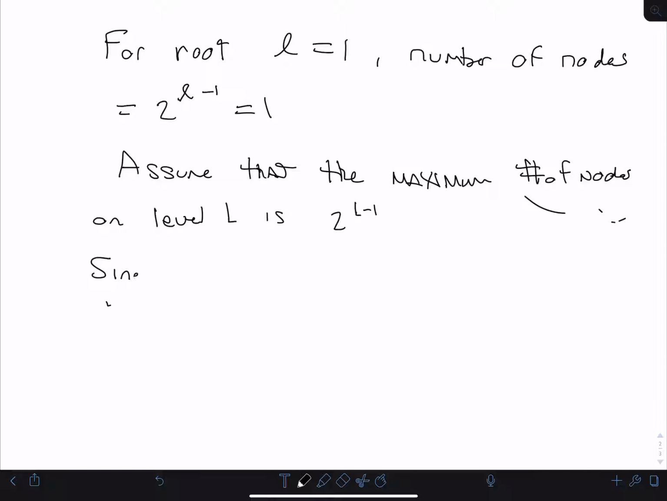Now, here's the important part of the proof by induction. Since in a binary tree, every node has at most 2 children, right? Because it's a binary tree.